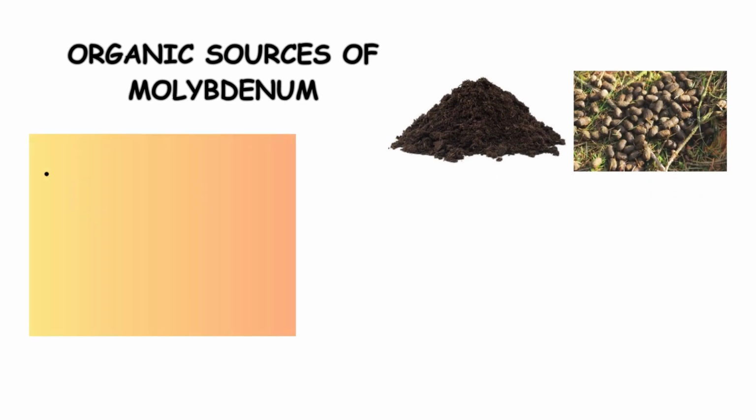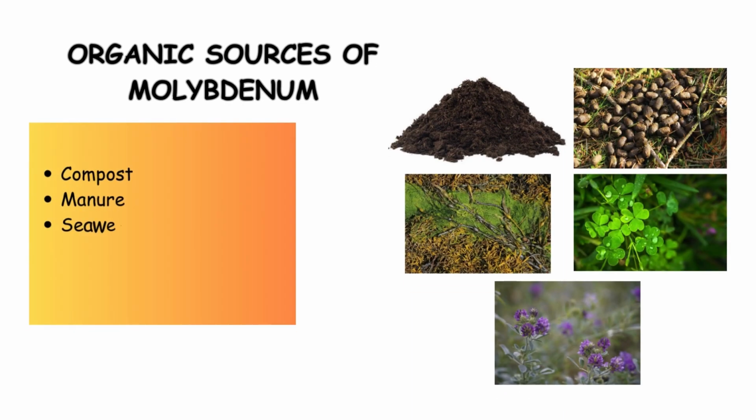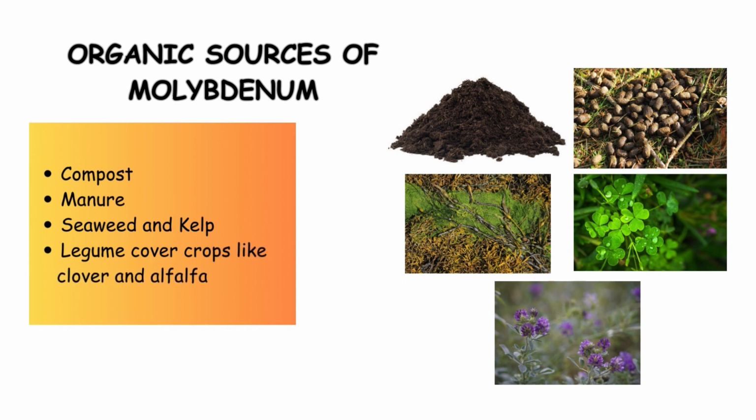So some of the organic sources of molybdenum that you must incorporate into your soil regularly are compost and well decomposed animal manure. Seaweed and kelp can also be incorporated into your soil, and it's also important to incorporate legume cover crops like clover and alfalfa.